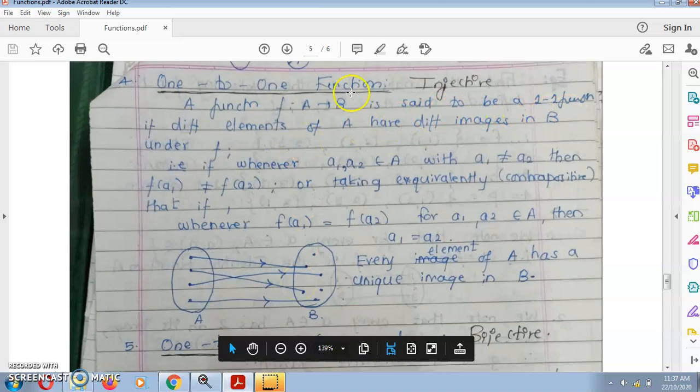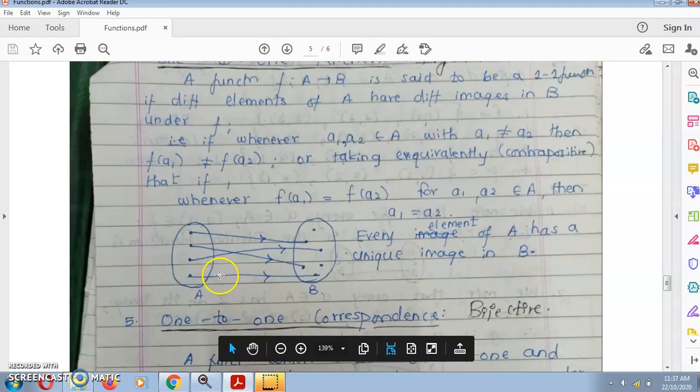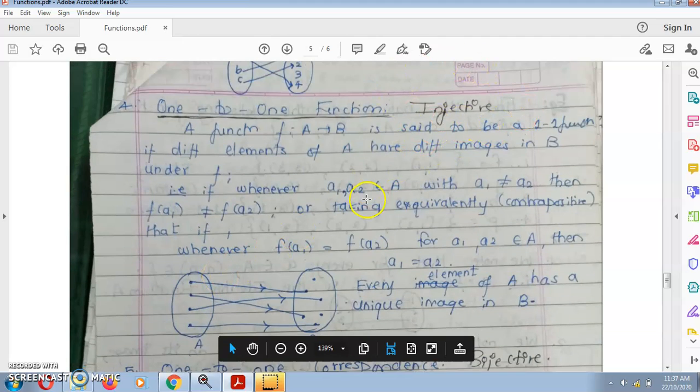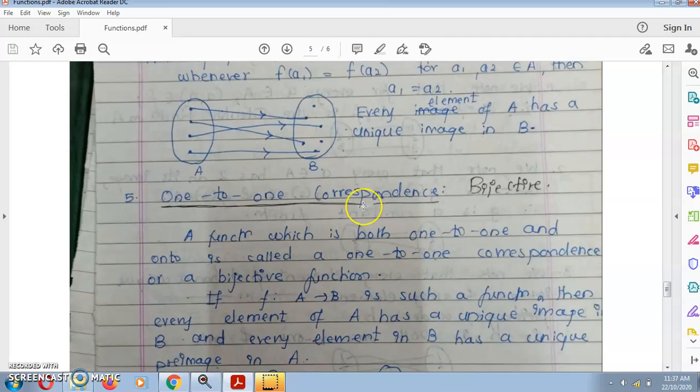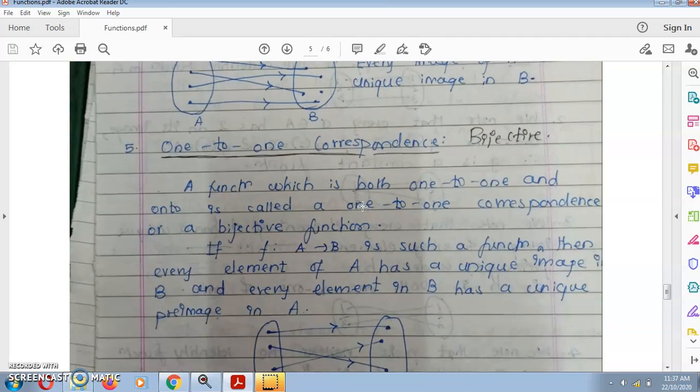A function is said to be one-to-one if different elements, see these, these are the different elements of A, have different images in B. These are not having the same images. This has this image, this has this image, and this has this as an image. So this is called a one-to-one function. This one-to-one function is also called an injective function. And now bijective function: a function which is both one-to-one and onto is called a one-to-one correspondence or bijective.